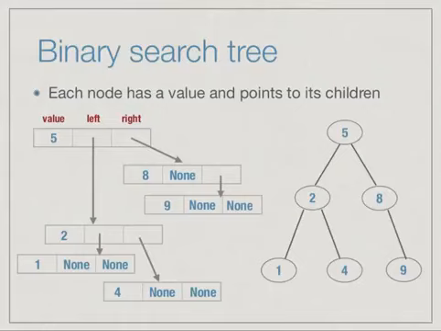So they have no children. Their left and right pointers will be none, indicating there is nothing in that direction. Similarly, 8 has none as its left pointer because it has no left child, and the right pointer points to 9. And the node with 9 again has two none pointers because it's a leaf node.